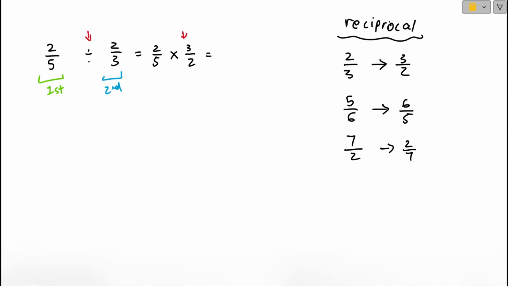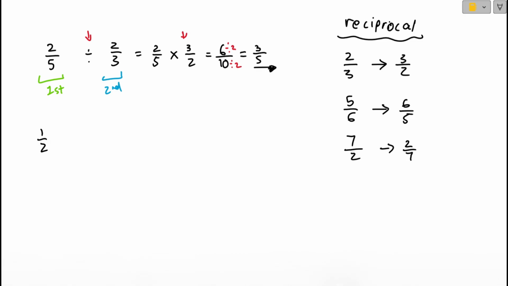Right? So 5 times 2 will give us 10. And 2 times 3 will give us 6. We can further simplify this, divide both sides by 2, and that will give us 3 over 5. That's the answer. Okay, let's have a look at another example.